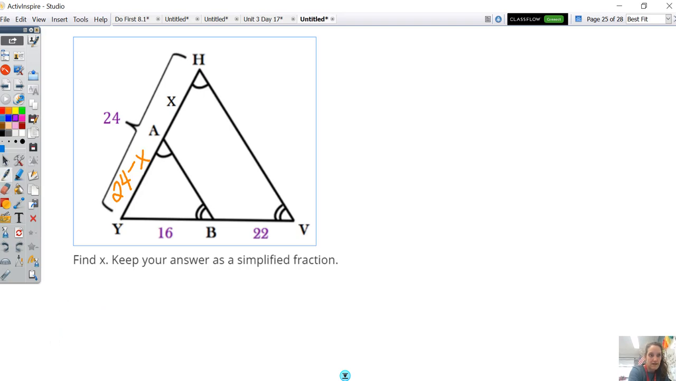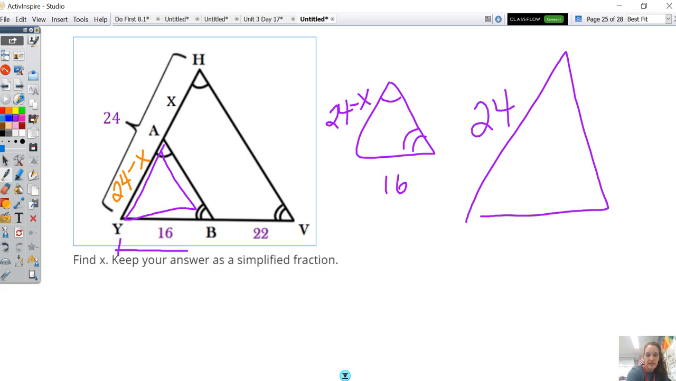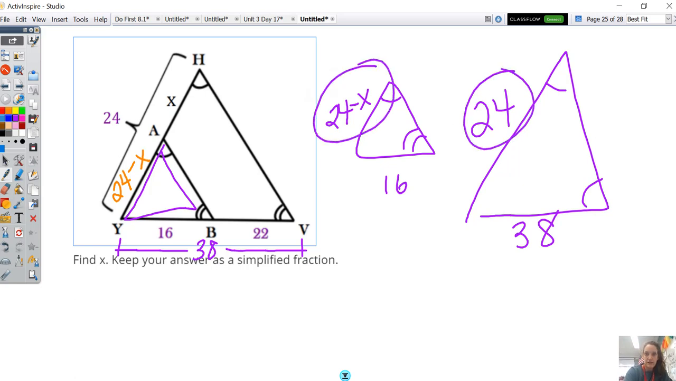So now we have the little triangle and the big triangle, and 16 plus 22 is 38. And so now we can set up a proportion, 24 minus X over 24 equals 16 over 38.